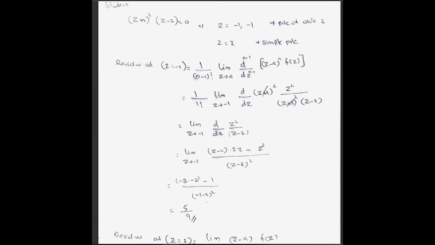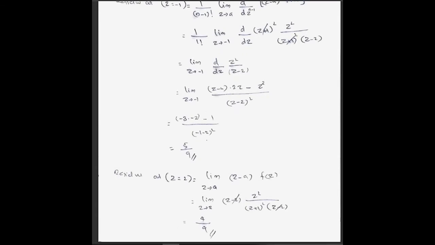So the second equation is 1 by (n minus 1) factorial into limit z tends to a, d raised to n minus 1 by dz raised to n minus 1, into (z minus a) all raised to n f of z, is equal to 1 by (2 minus 1), it is 1 by 1 factorial into limit z tends to minus 1, d by dz of (z plus 1) whole square into z square by (z plus 1) whole square into (z minus 2). (Z plus 1) whole square, (z plus 1) whole square cancel. And we take the derivative, we will differentiate.